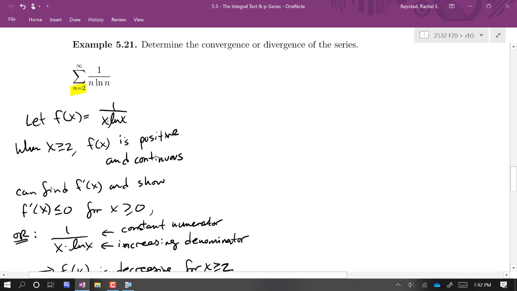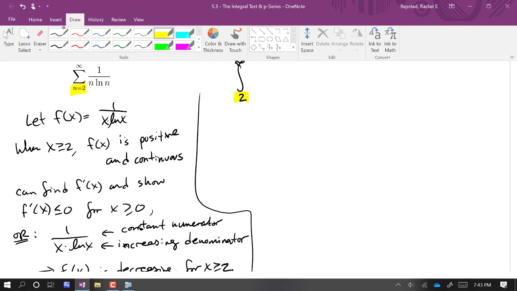So that means it's positive, continuous, decreasing. So that means that the integral test applies, and we're going to look at the improper integral. Now we're not going to integrate from 1 to infinity. We're going to integrate from 2 to infinity, because that lower limit has got to match up with where our series starts.